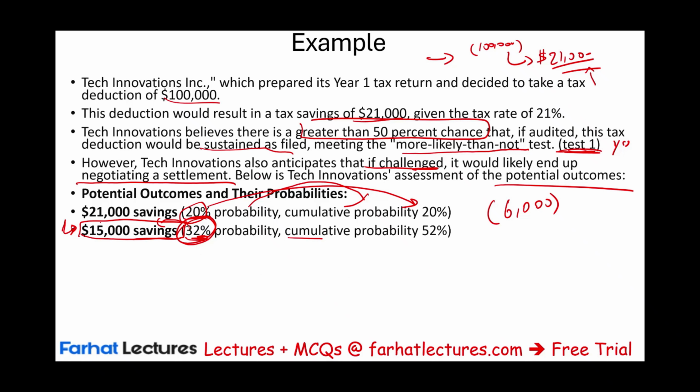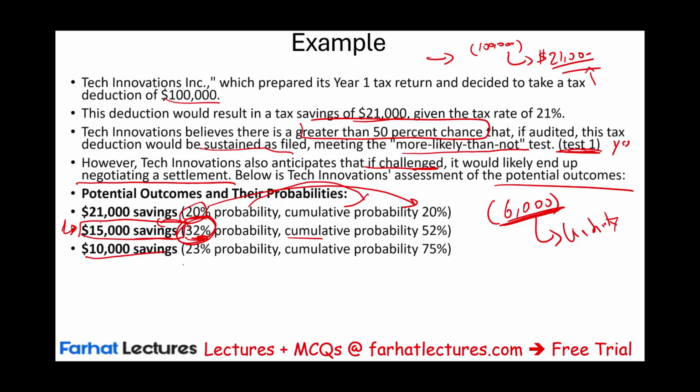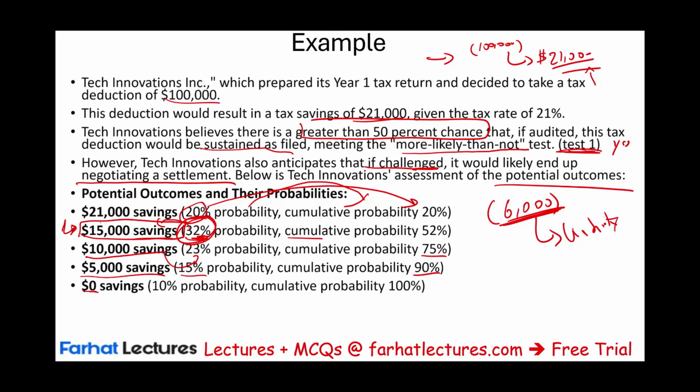Why? Because there's more than 50% chance, according to my probabilities, that I will settle with the IRS at 15,000. But right now I'm taking 21,000. It means in the future I might lose the 6,000 of savings, and I have to account for a liability because I may end up paying more. Then a $10,000 savings has a 23% probability, and the cumulative now goes up to 75%. And only a $5,000 savings at a 15% probability, and at this point it's 90%. And no savings, where they say, you're out, we're not going to give you any deduction, has a 10% probability.